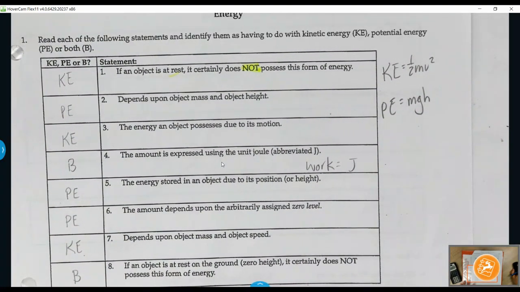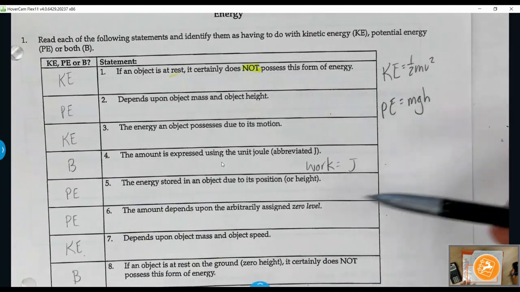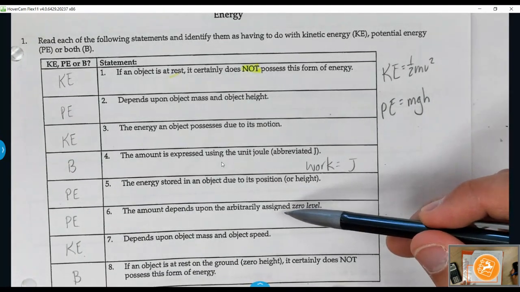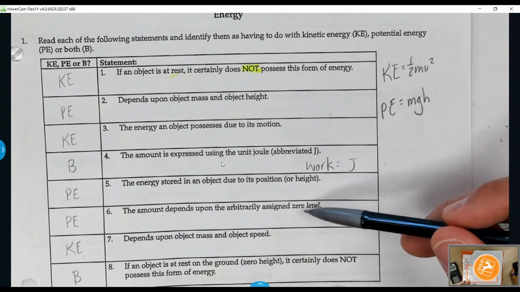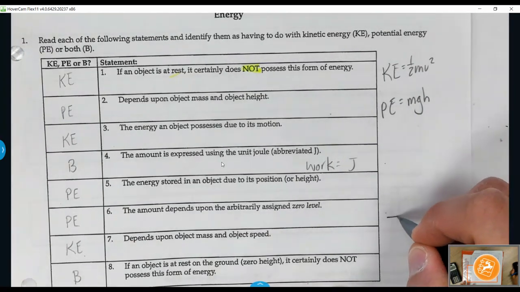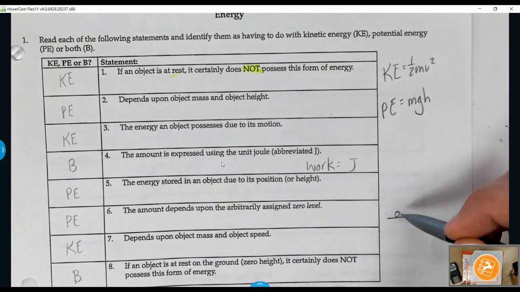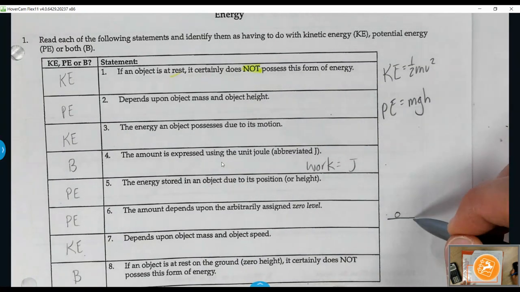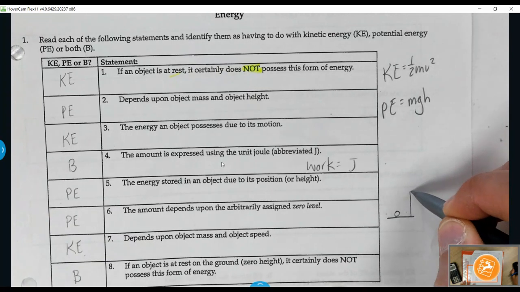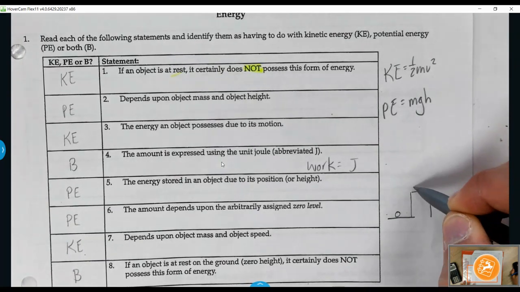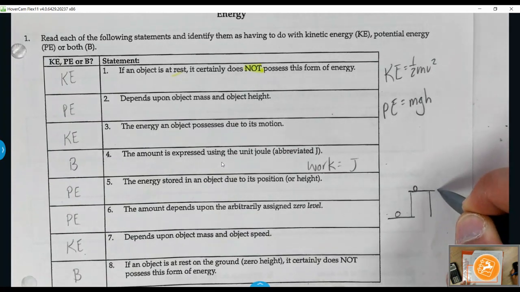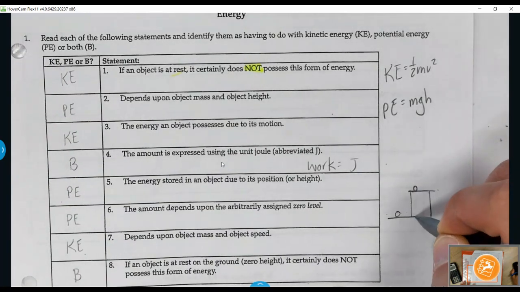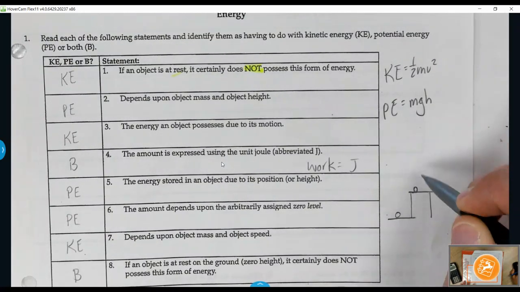An object's energy stored in an object due to its position or height, that's PE. This amount depends upon the arbitrarily assigned zero level. So if an object is on the ground, and that's zero, the potential energy is zero. If we raise it up and it's sitting on a table, relative to the table it has zero, but relative to the ground it would have a certain amount, depending upon whatever the mass and height is.